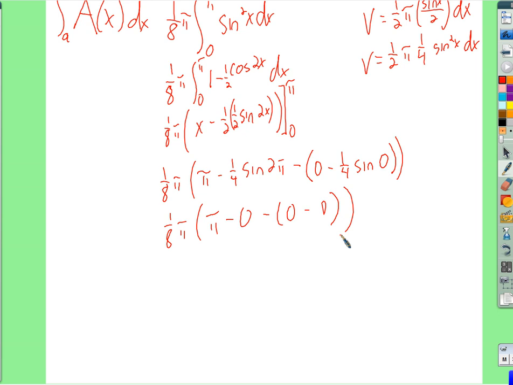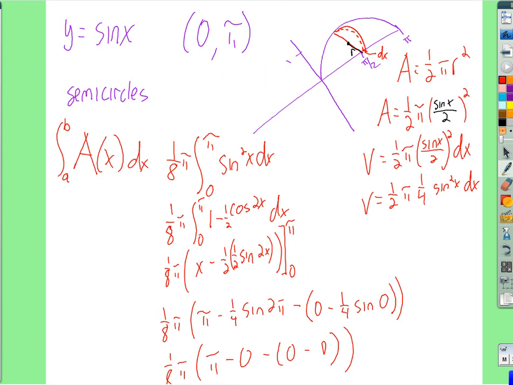Okay, so all these are zeros. All this left inside depends on pi. So we have 1/8 pi. What did we find? What is this? The volume of the whole solid that would be made if we made one that had a cross section of semicircle all the way across.